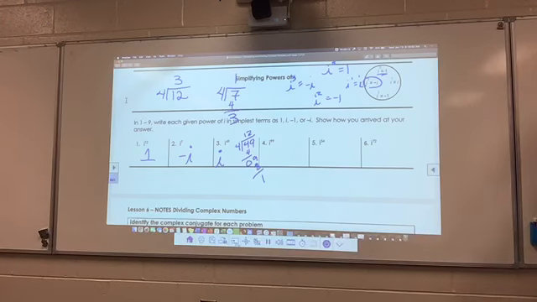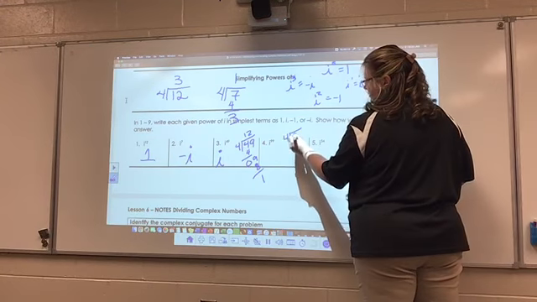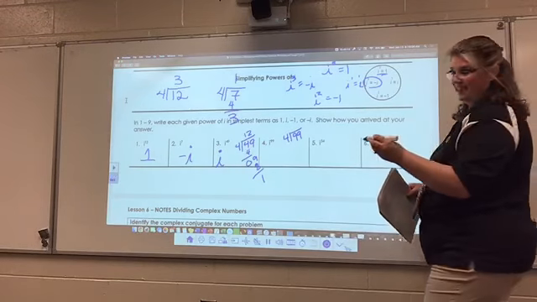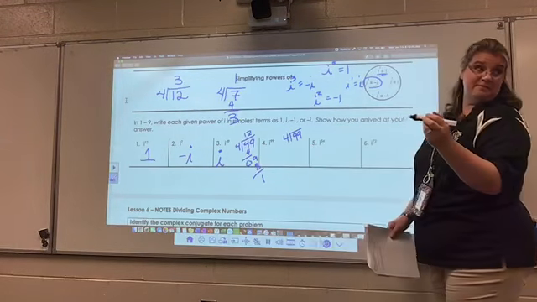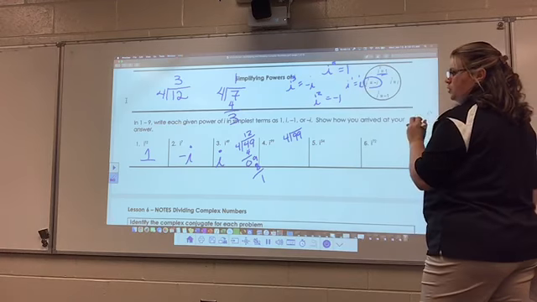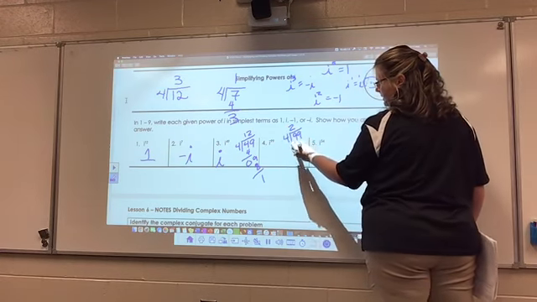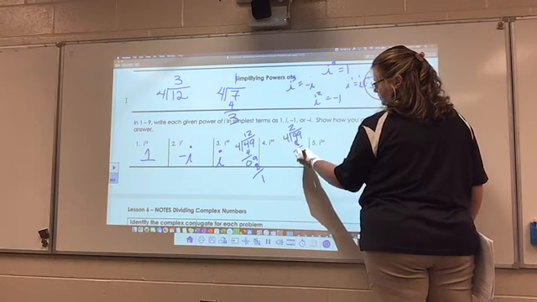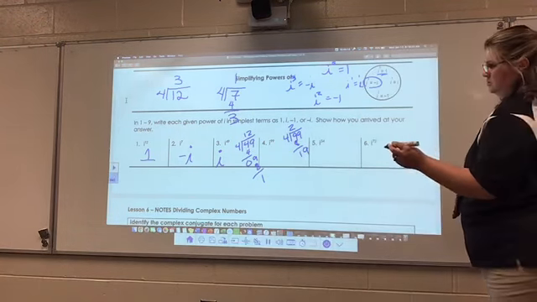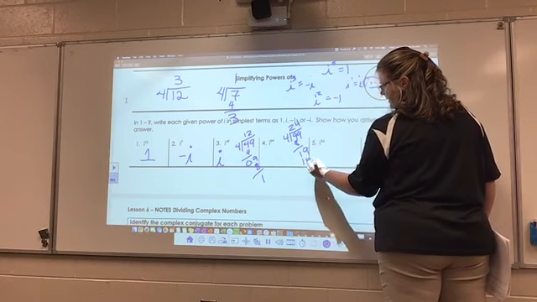What about 99? Yep, always divided by 4, because that gives us right back to i to the 1. So 4 goes into 9. We're going to say twice, right? And then 19, 4 goes into 19, 4 times, so 16, and then I got 3 left.